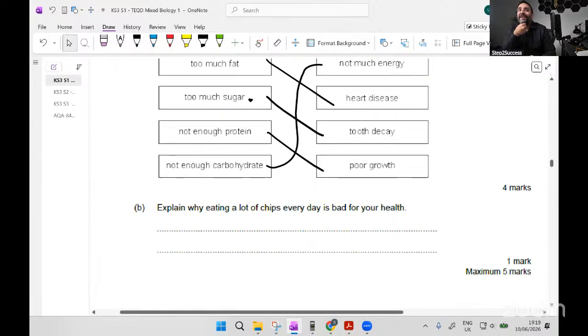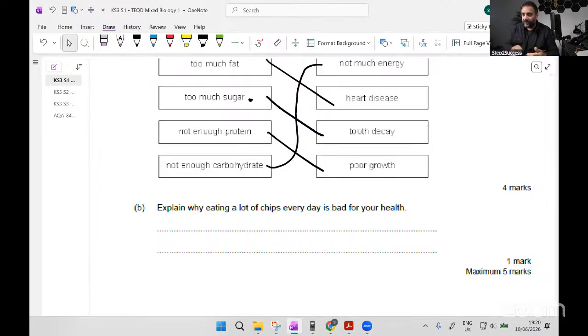Why is eating lots of chips every day bad for your health? I'm going to probably say that they've got a lot of fat in. That seems like a sensible answer. Too much fat, yes. They can make you overweight, that kind of thing.